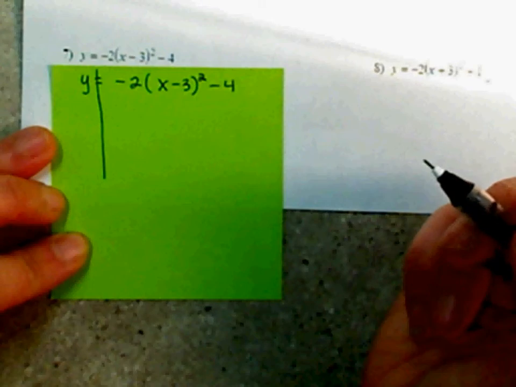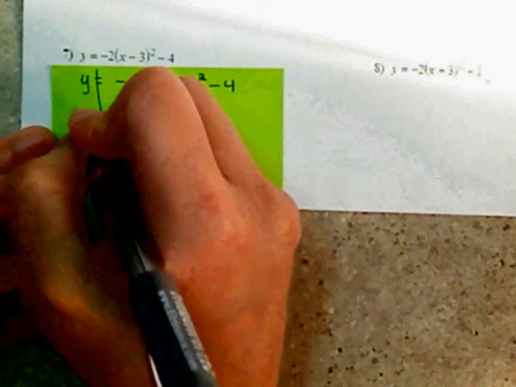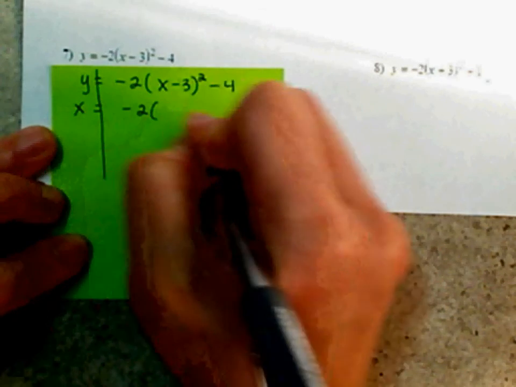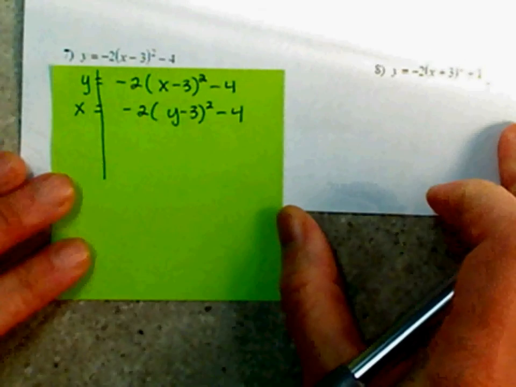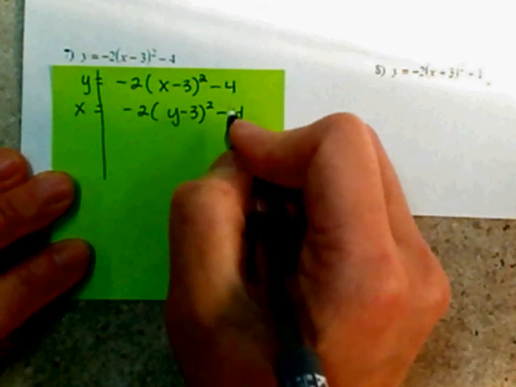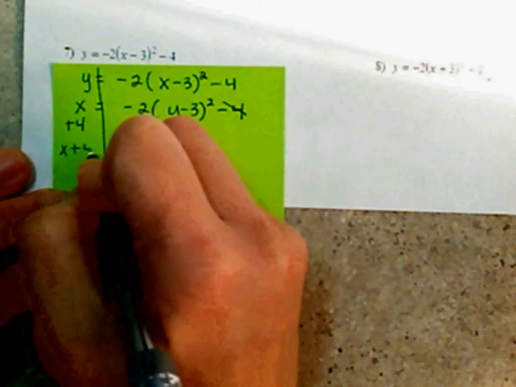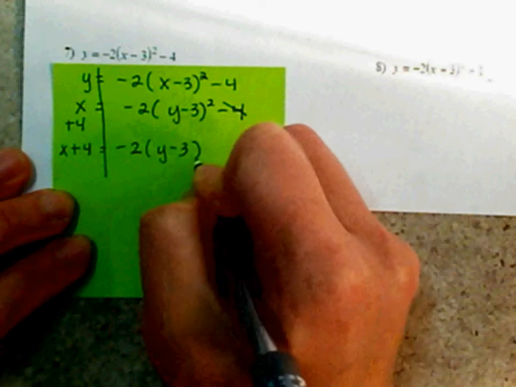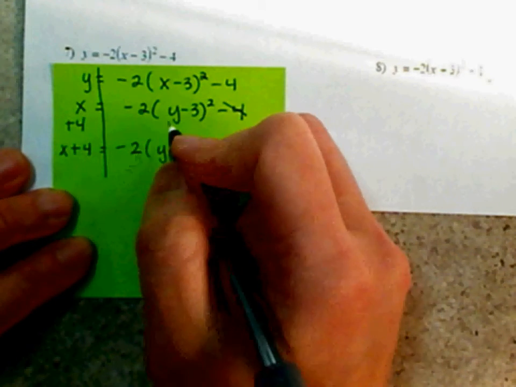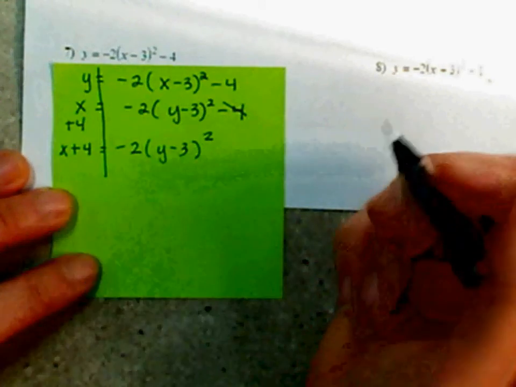Switch. Very good. Okay? Plus 4. You can just watch what we do, and then you can try it on your own. Okay? But I'm doing a video, so I want to try to get finished. That's why. All right, now what? Divide by negative 2. Good.